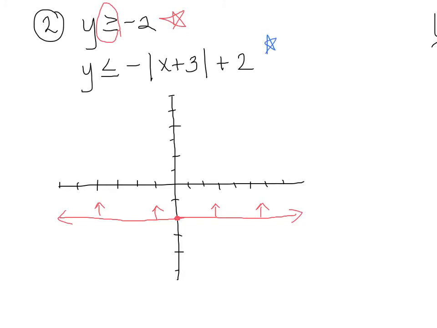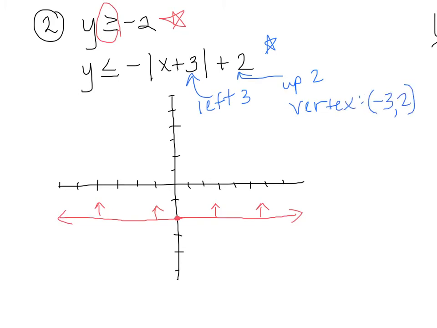Now for our absolute value inequality, remember that this plus 3 inside the absolute value actually means we're going to shift left 3. The plus 2 at the end means we shift up 2, and so that's affecting our vertex, right? So our new vertex is now going to be left 3, so -3, and up 2. So let's go left 3 and up 2, and we land at our vertex.